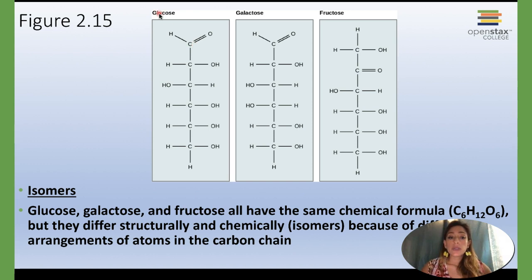So carbon in glucose. There is 1, 2, 3, 4, 5, 6 carbon. Okay, how many in galactose? 1, 2, 3, 4, 5, 6 in galactose. Fructose. There is 1, 2, 3, 4, 5, 6. So there's 6 carbon in each of these. How many hydrogen are there in each of these?